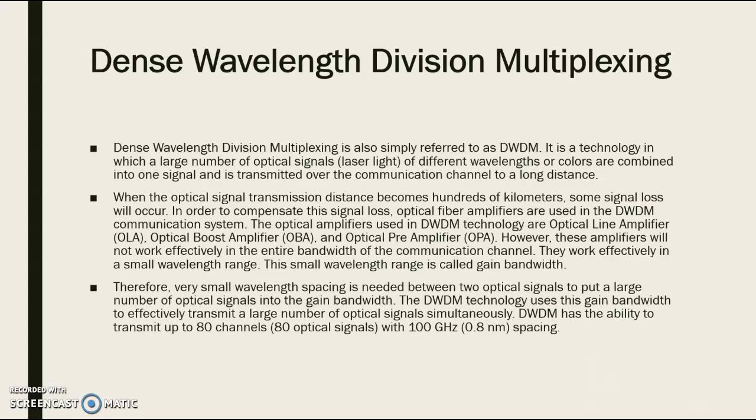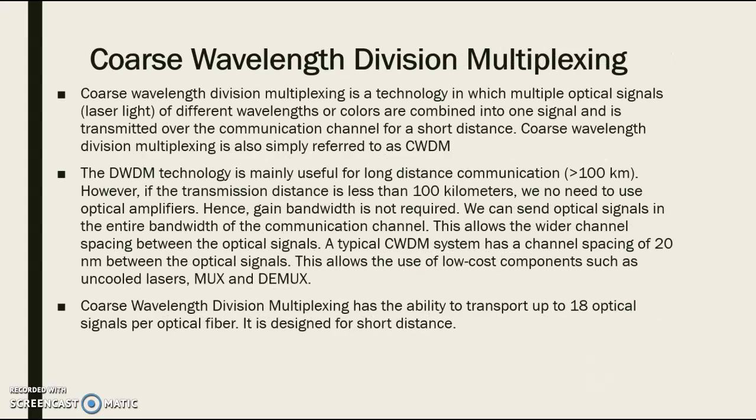DWDM is a technology in which a large number of optical signals, laser light of different wavelengths or colors, are combined into one signal and transmitted over the communication channel to a long distance. Therefore, very small wavelength spacing is needed between two optical signals to put a large number of optical signals into the gain bandwidth. This technology uses this gain bandwidth to effectively transmit a large number of optical signals simultaneously. DWDM has the ability to transmit up to 80 optical signals with 100 GHz spacing.